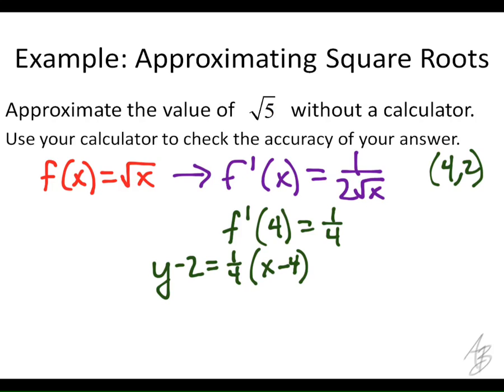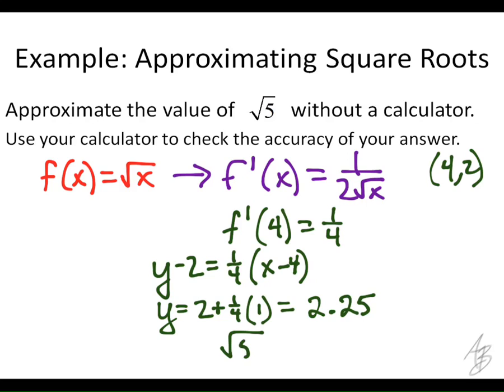x minus 4, sorry. Okay, so then how do we figure out what the value of the tangent line is going to be at 5? Plug 5 in for x, right? So we're going to have y minus 2. Let's go ahead and add 2 to both sides. So it's going to be 2 plus 1/4 times 1, which is 2 plus 1/4, which is 2.25, which tells us then that the square root of 5 is approximately equal to 2.25.